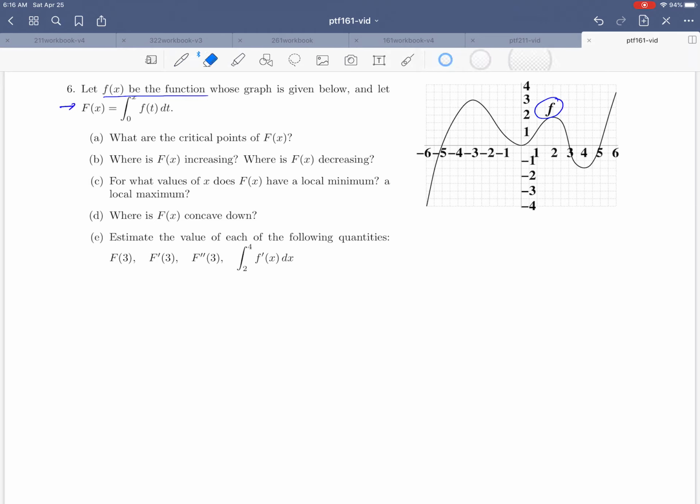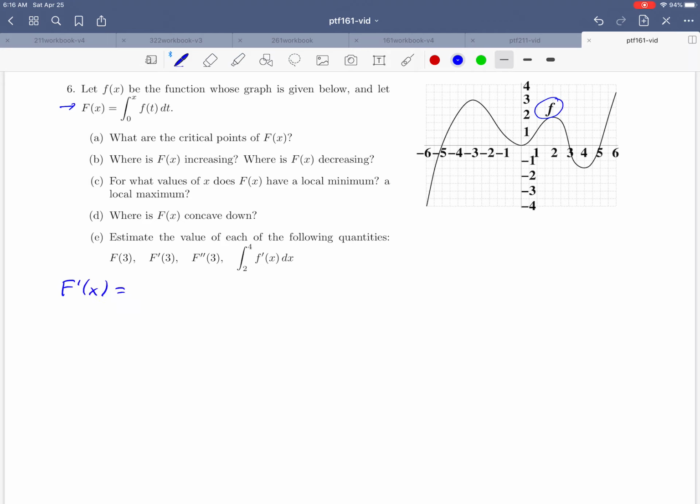f of t dt. Okay, so the first observation as we're reading this is that there are two different functions that we're talking about in this problem. There's little f and there's capital F. And it's going to be important to remember that those are different functions as we go through the problem. A key question that we need to answer before we can dive into this is, what is the relationship between these two functions? Okay, well, we can discover that relationship by taking the derivative of capital F.